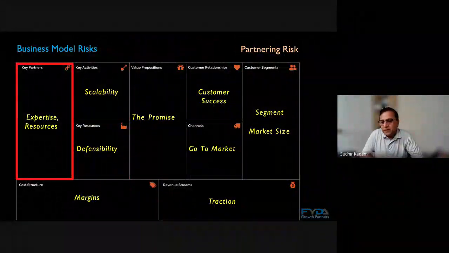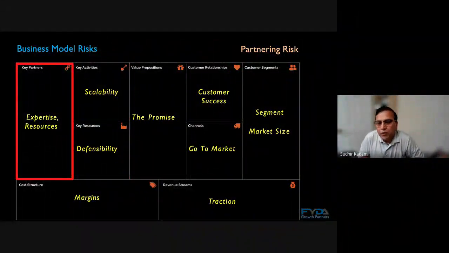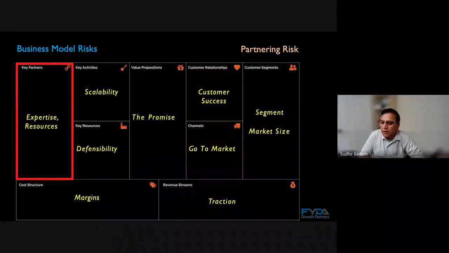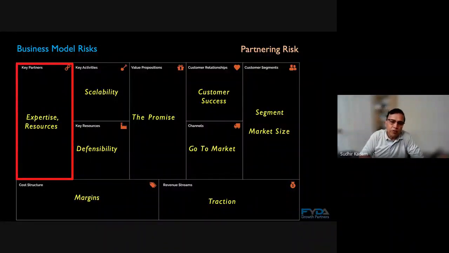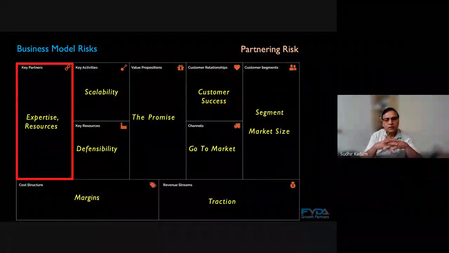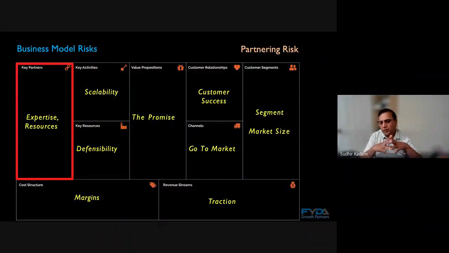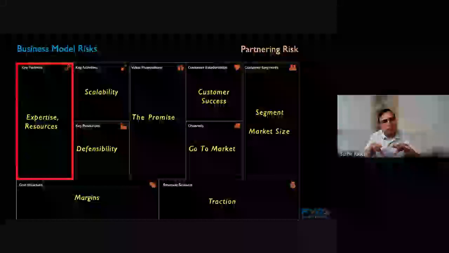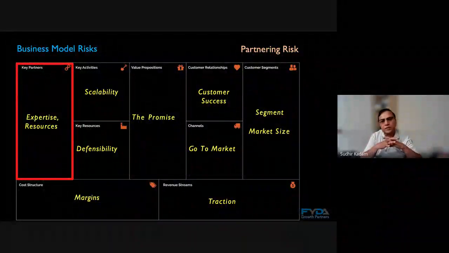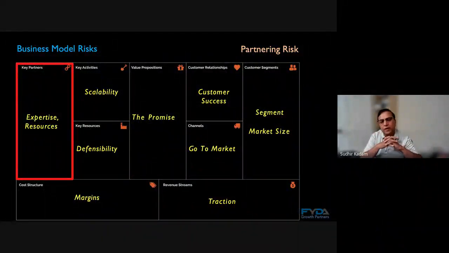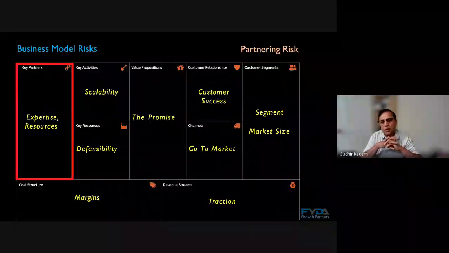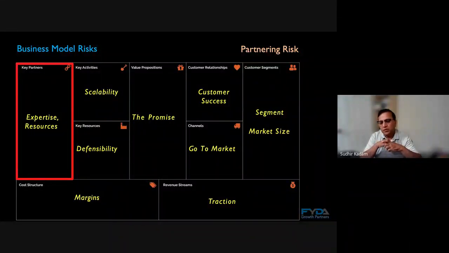The other risk is the partnering risk. Are you able to build win-win partnerships and leverage them to your benefit or to your advantage? After a while, I'm going to pause and try to pick some of these risks, and we will do an interactive session trying to understand how this risk can be solved.